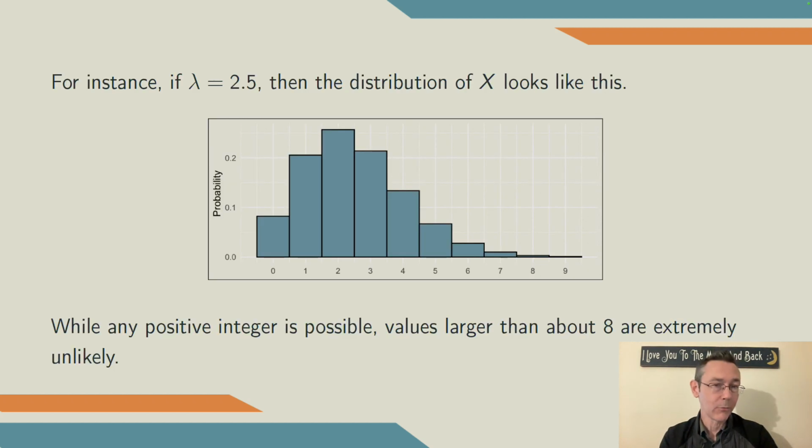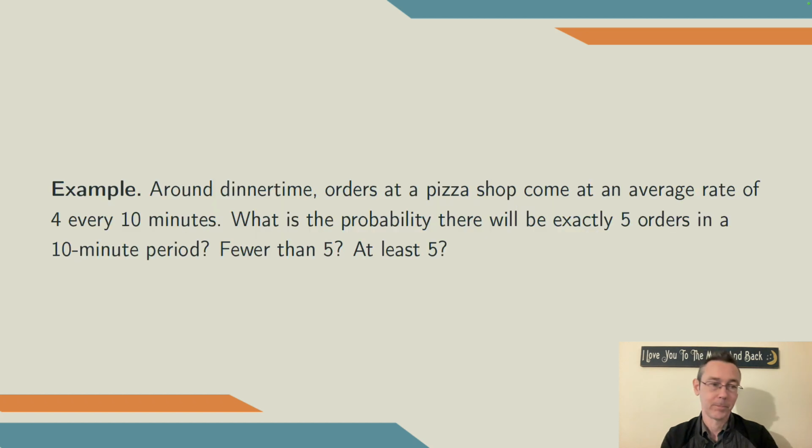For instance, if we have a rate parameter of lambda equals 2.5, then the Poisson distribution looks like this. While any non-negative integer is a possible outcome here, values larger than about 8 are extremely unlikely in this case.